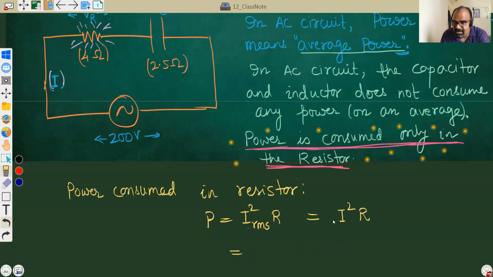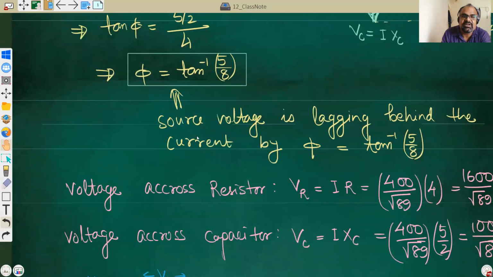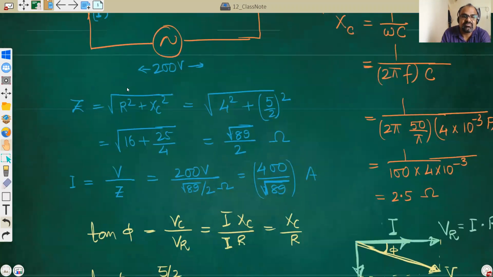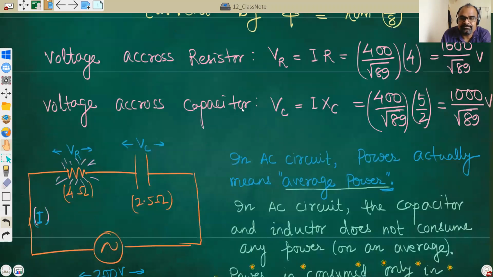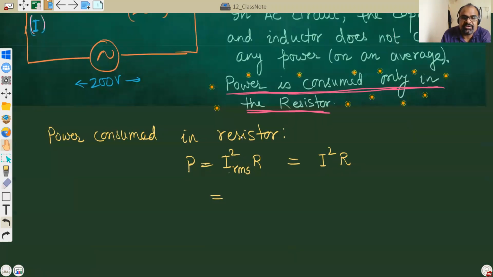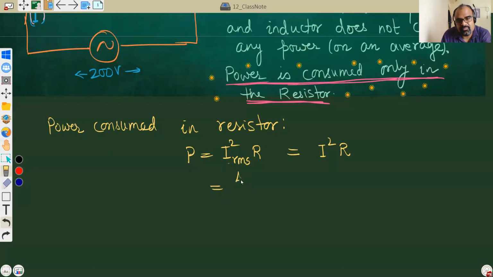Now, have we found the value of capital I? Of course, man, we have found. In fact, that was the first thing we did. The first thing we did was we found the value of the current. First was we found impedance. We divided voltage by the impedance, this source voltage by the impedance. You got the current. So that current 400 by root 89, I'm going to use here. So 400 by root 89.